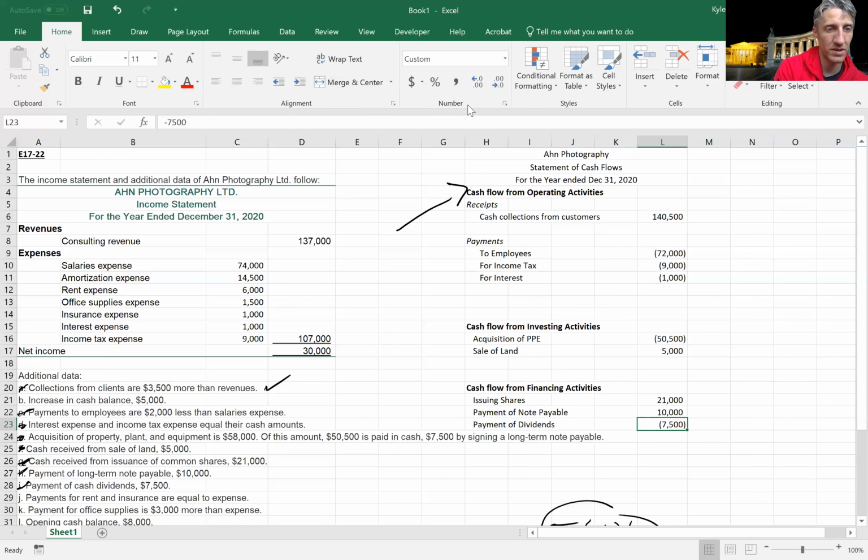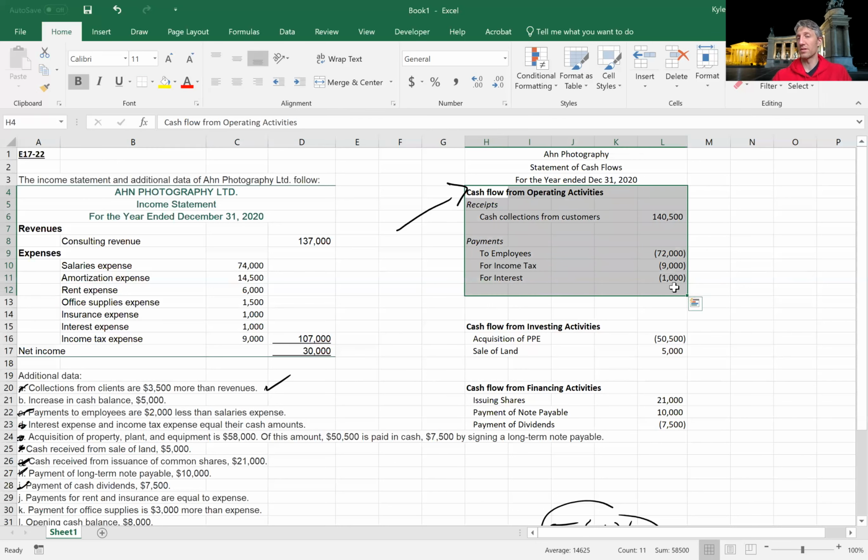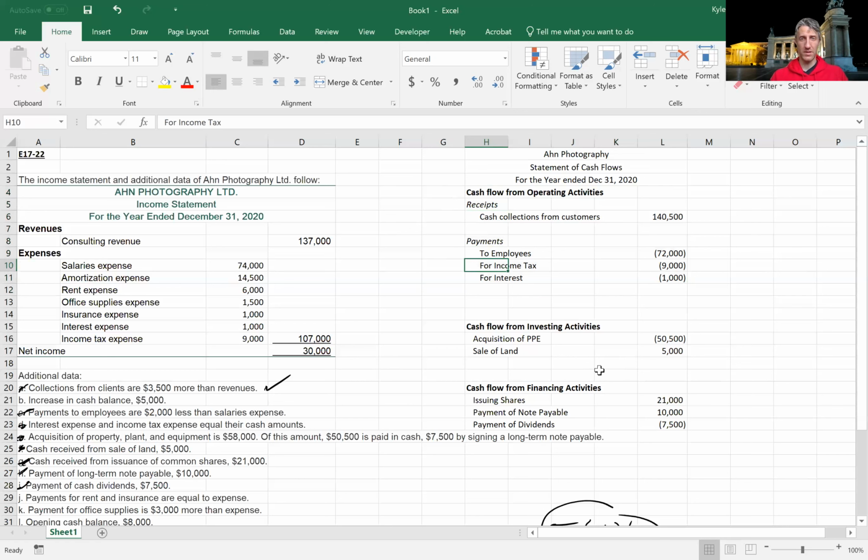So we did H and we did I. Payment of rent and insurance are equal to the expense. Okay. So we go back up to the operating activity section. Why? Well, because rent and insurance are operating activities, right? They're included in the net income. So payment for rent, and it was equal to their expense amount. So rent, 6,000, and for insurance, I believe it was equal to $1,000.